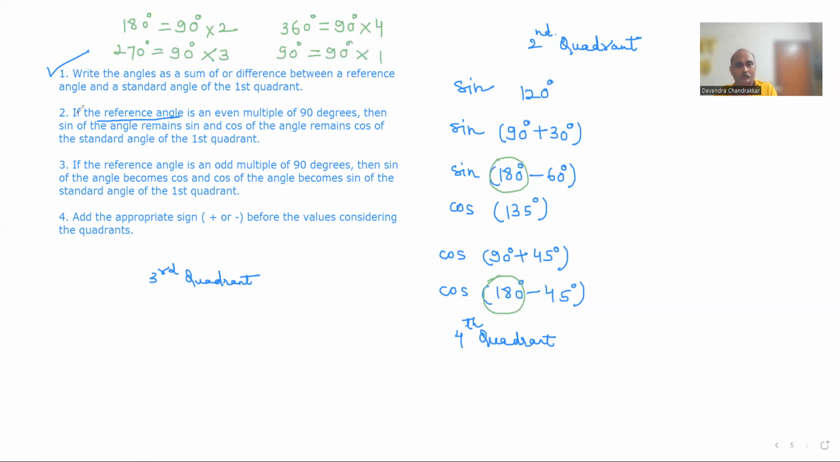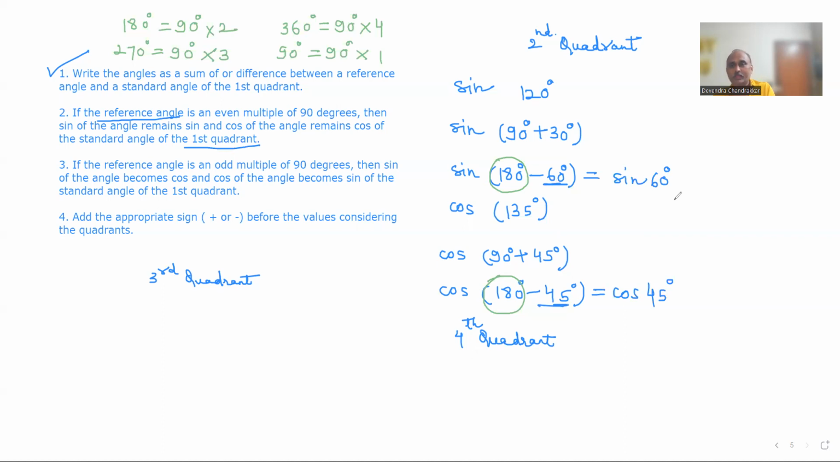Yes, sir. So the second rule says, if the reference angle is an even multiple of 90 degrees, then the sine of the angle remains sine and cos of the angle remains cos. So यहाँ तक को पहले लिख लेते हैं. So sine remains sine and cos remains cos. Of what? Cos किसका? Sine किसका? तो of the standard angle of the first quadrant. तो किसका कौन सा एंगल था फर्स्ट क्वाड्रेंट का? 60 and 45. Yes or no? So it becomes this.